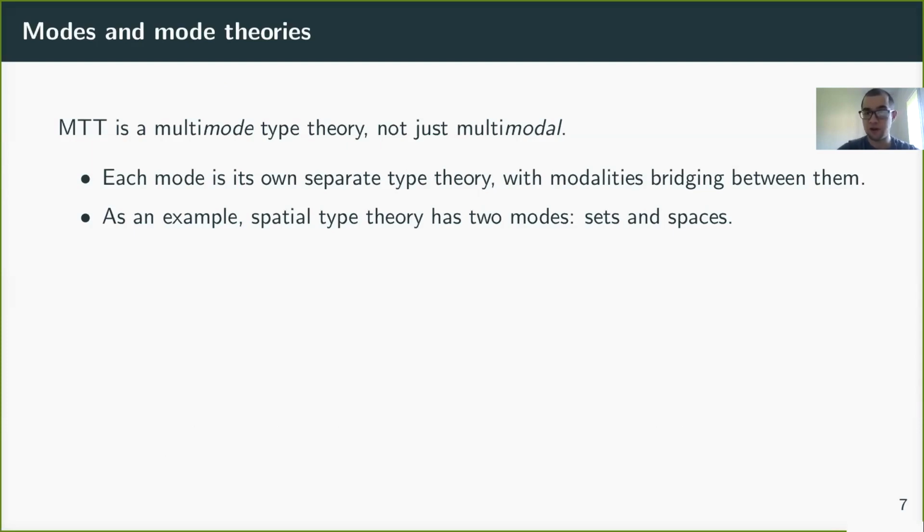And this arises already in many natural situations. If we're using axiomatic cohesion or spatial type theory, we have 2 sorts of universes of things. We have the types which are discrete, those are modeled by sets, and then the types which have continuous behavior, that are modeled by spaces. And we can think of this as having 2 separate modes.